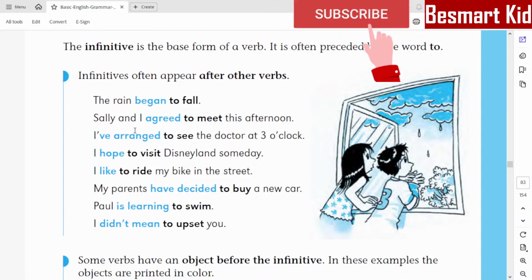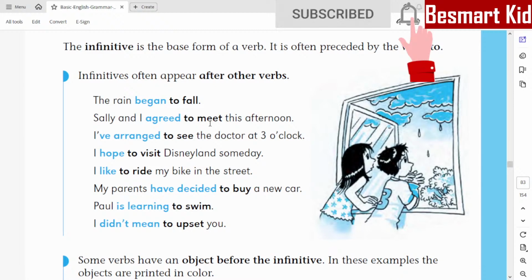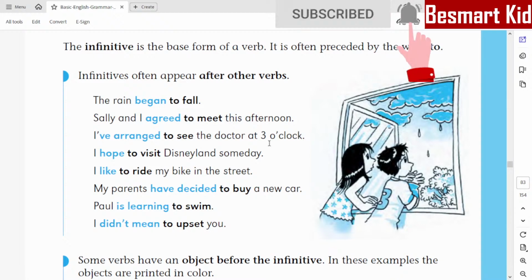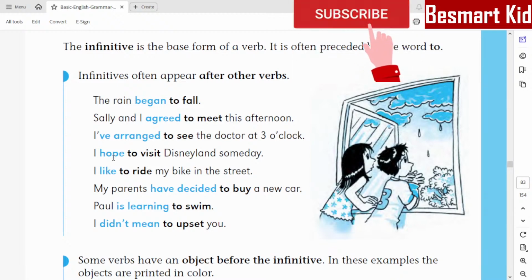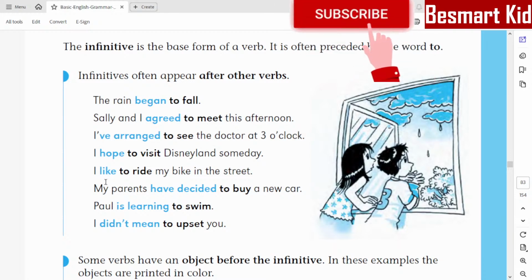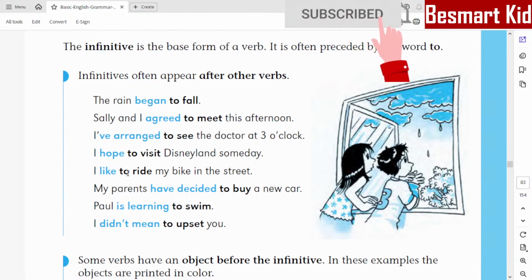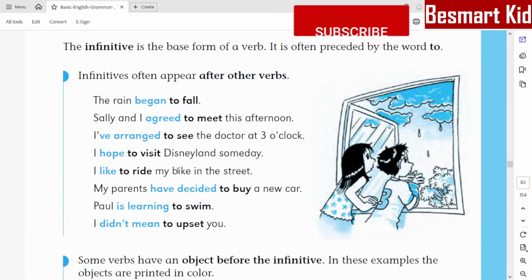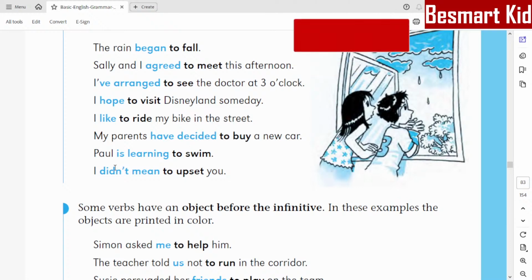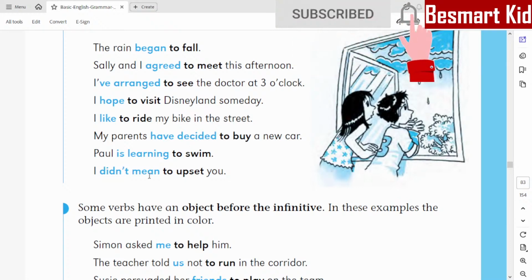Sally and I agreed to meet this afternoon. I've arranged to see the doctor at 3 o'clock. I hope to visit Disneyland someday. I like to ride my bike in the street. My parents have decided to buy a new car. Paul is learning to swim. I didn't mean to upset you.